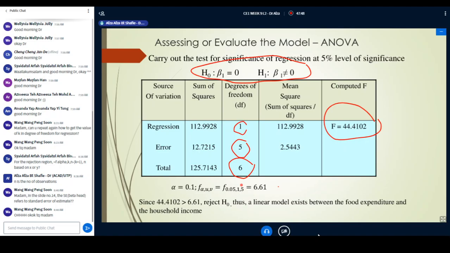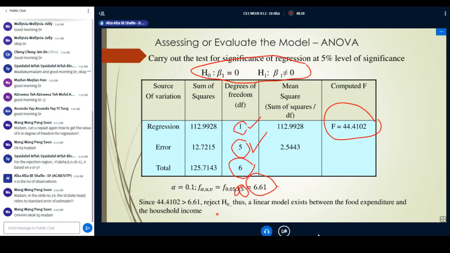I need the U and I need the V. The U is this one, V is from here. So I get a value of 6.61. Of course, this is much bigger, then I will reject the H0. So what it tells me is yes, I can fit a linear model between the food expenditure and the household income. So the ANOVA tells me whether I can fit a linear model or not.